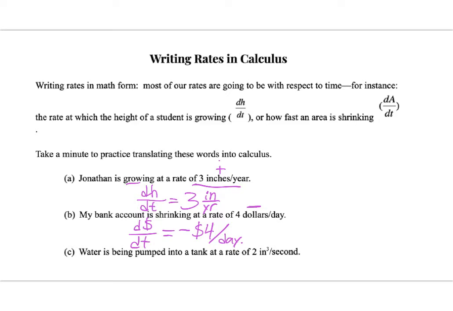Okay. Third one, water is being pumped into a tank at a rate of 2 inches cubed per second. First thing I notice is that this is a positive number. Water is coming in. The second thing is that with inches cubed, this is a volume unit. So we're talking about dV dt, and we're told that that's 2 inches cubed per second.